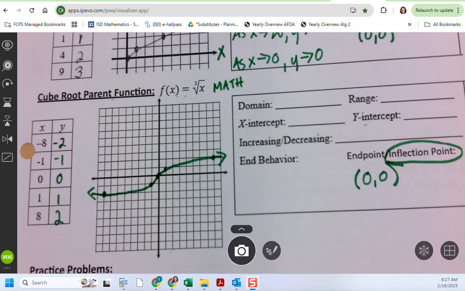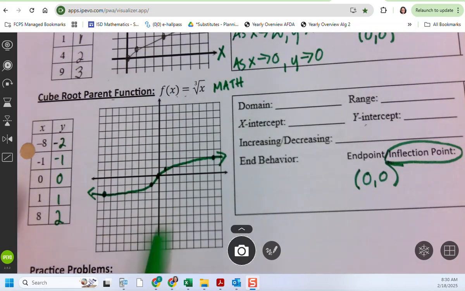Okay, let me give you another minute to see if you can fill in some of these things. If you're stuck on domain and range, go to x-intercept, y-intercept, and then we'll go over them. If you're done and you feel good, you can be moving ahead. Okay, let's see how you did.